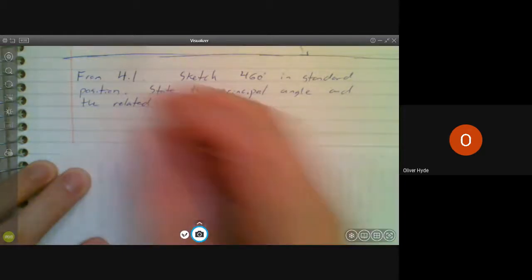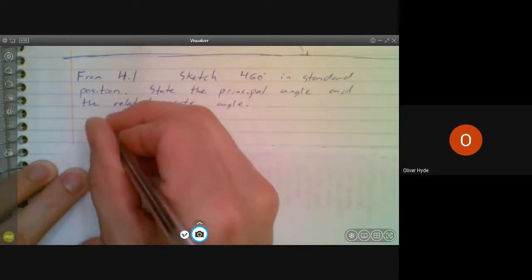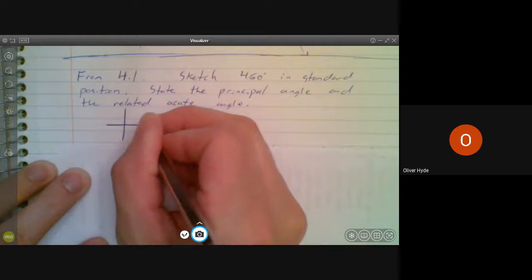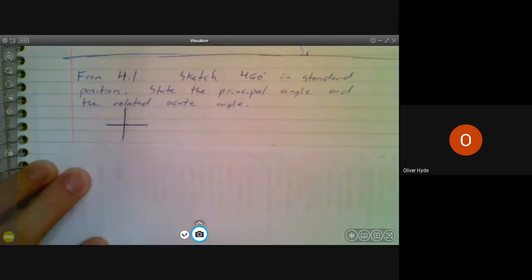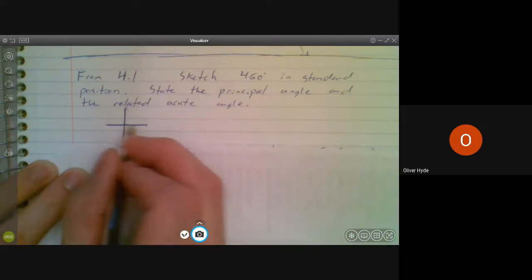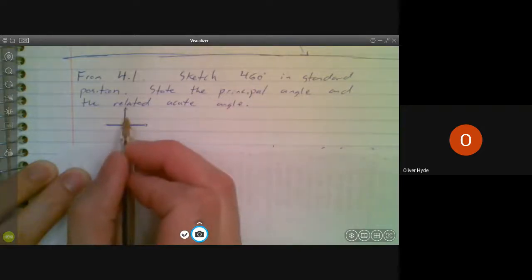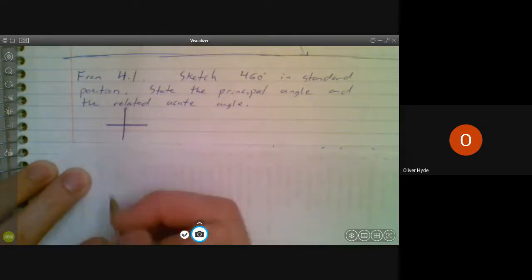So, sketching in standard position, I need a Cartesian plane. That's how we're going to be dealing with angles for a while now, not just floating in space or inside a triangle, but on a Cartesian plane. In standard position, the positive x-axis is my initial arm, and positive rotations happen in a counterclockwise direction, just like the order of your quadrants go.